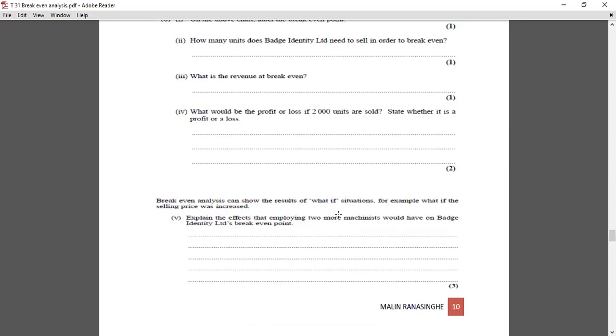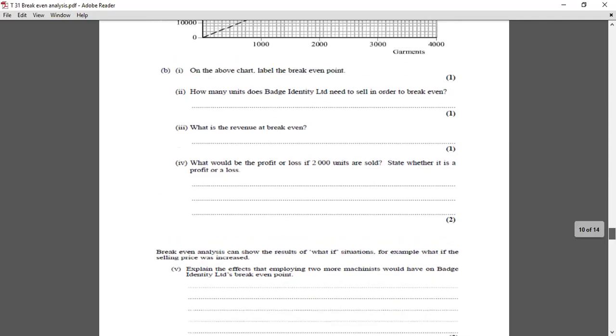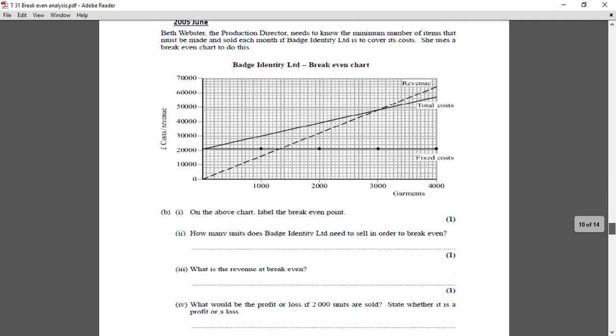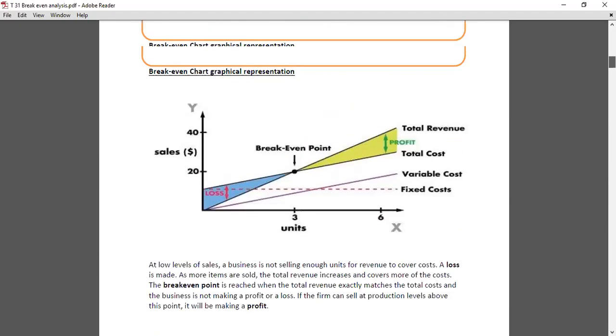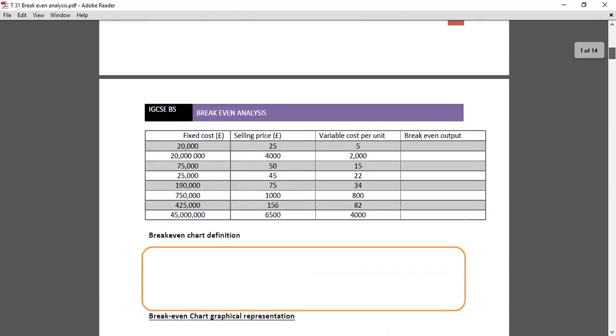That's one advantage. They also ask to explain the effect of employing 2 more machinists on the break-even point. Two machinists mean an increase in the variable cost, not the fixed cost. If you increase variable cost, what happens? Total cost will increase, and the total cost curve slope will increase. As a result, you have to produce more items in order to break even. So the impact is like that. In this sensitivity analysis, you can see there are many past paper questions like that. These I picked recently, like 2007, 2010. These past paper questions are excellent.